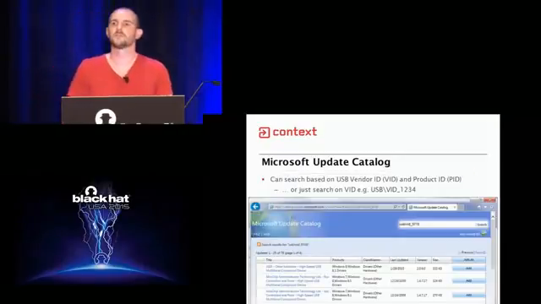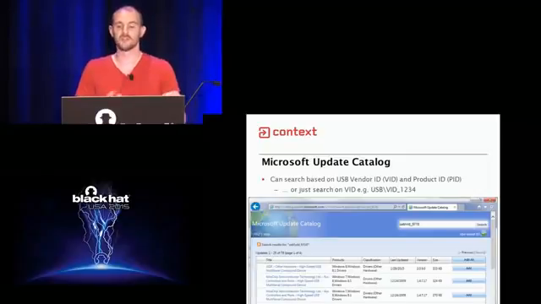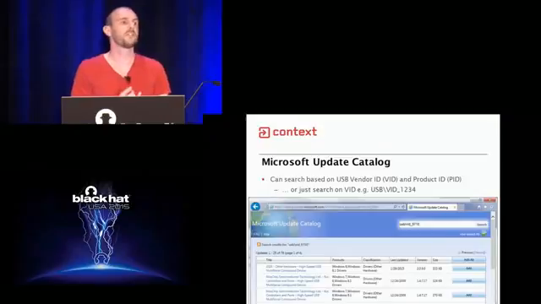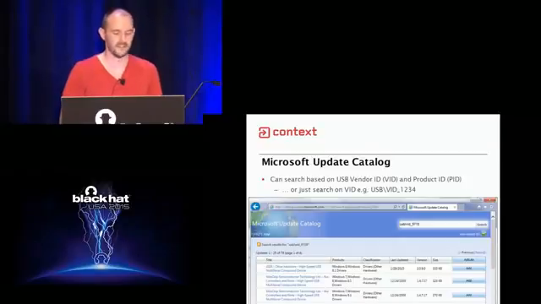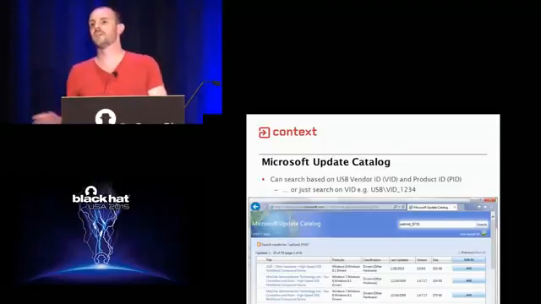So in terms of USB device drivers, we can actually search on the USB vendor ID and product ID, which is really useful. Or we can just go for a blanket search on the USB vendor ID. So this allows us to find all device drivers for a particular vendor that are available on Windows Update. So that's cut our work down from brute-forcing vendor IDs and product IDs to purely vendor IDs.